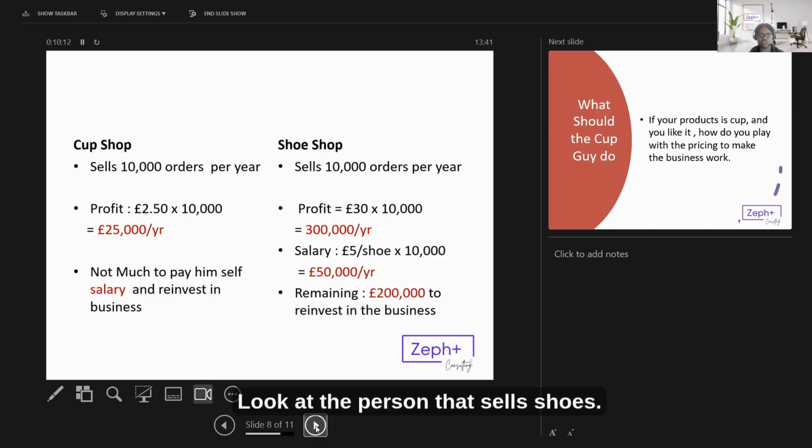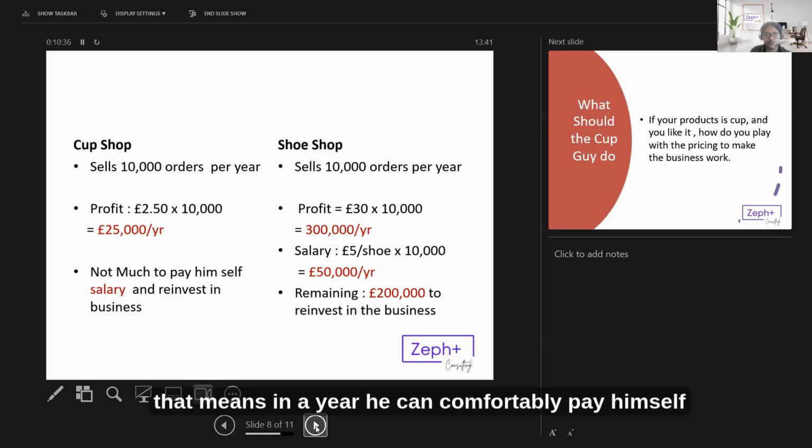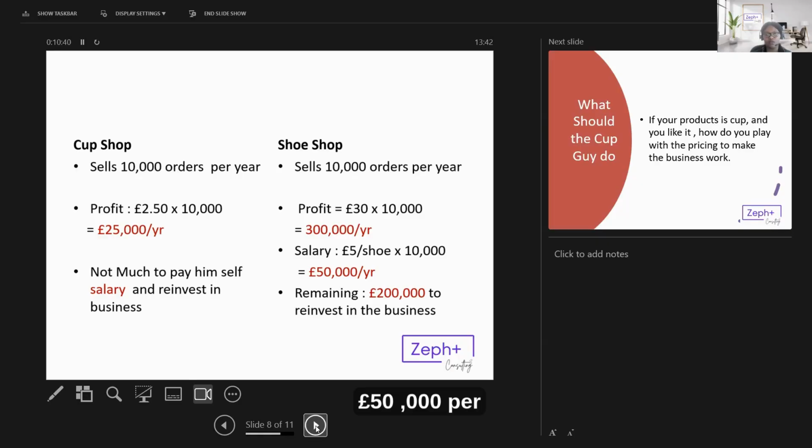But look at the person that sells shoes. His profit is £30. Let's calculate that £30 times the 10,000 orders he did in a year. That means in a year, he has £300,000. And remember, his cost of goods is £10 for each shoe he sells. So if he decides to pay himself £5 per shoe, that means in a year he can comfortably pay himself £50,000, and also have extra money that he can put back in his business.